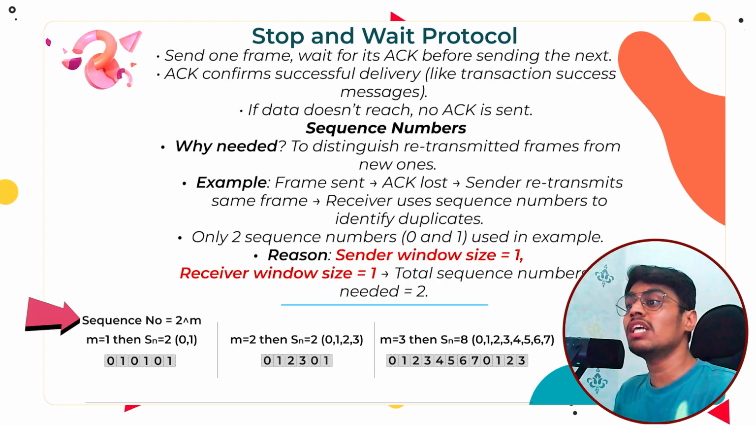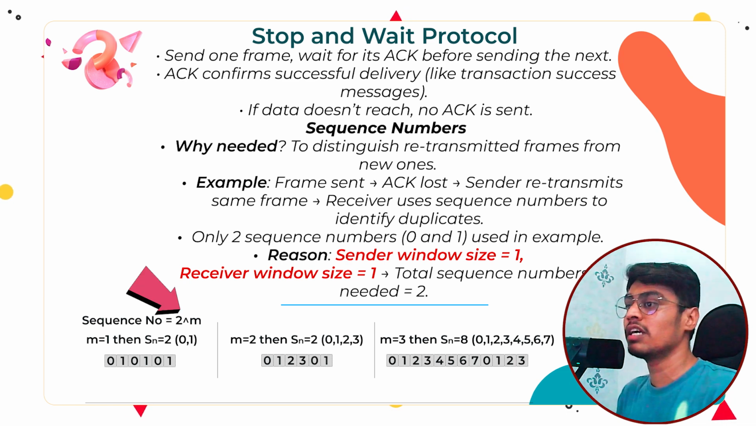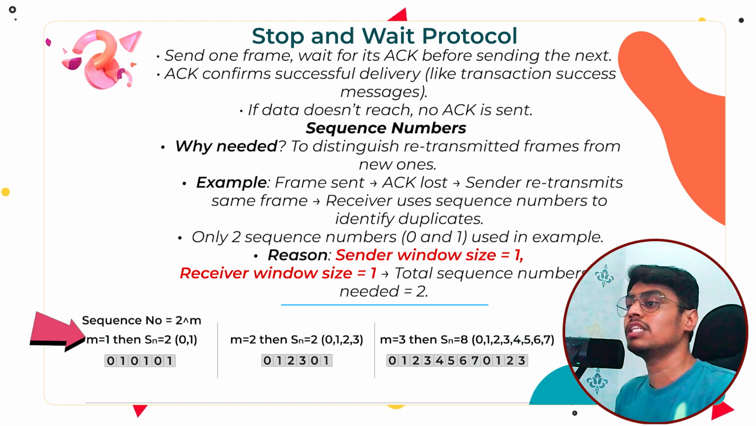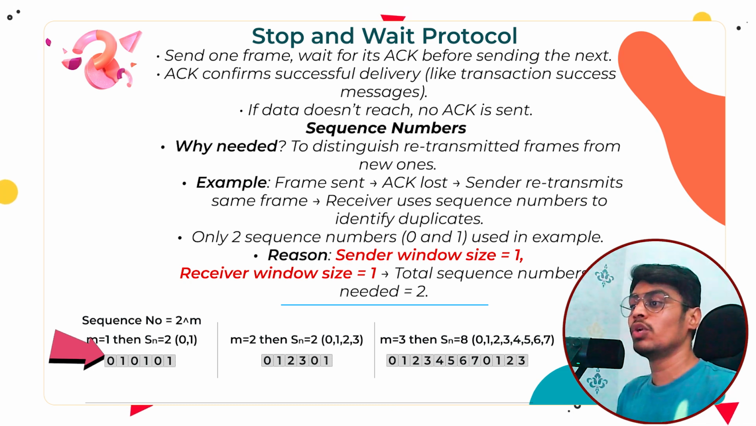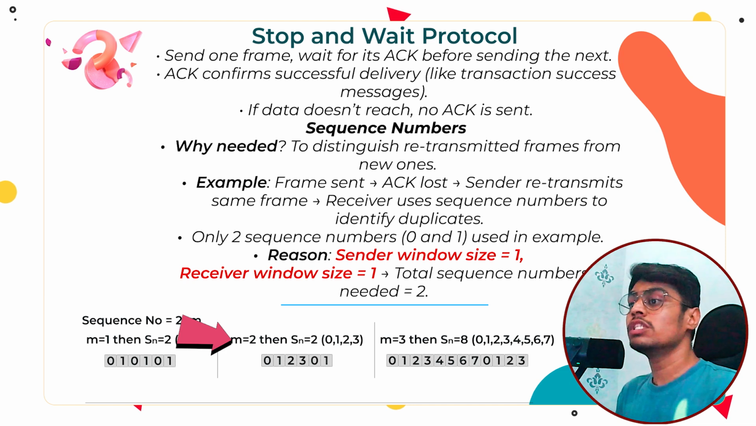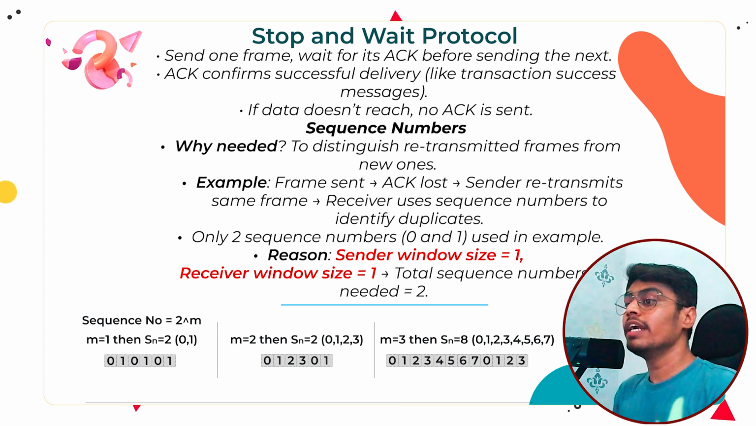Now the concept of sequence number is very simple. We will calculate it with the formula 2 power m, where m is the number of bits given in the question. Let's say m equals 1. What is the sequence number? 2 power 1, so the count is 2, meaning sequence numbers 0 and 1, and it goes on like 0 1 0 1 0 1. For m equals 2, the count is 4, so we will use 4 sequence numbers: 0 1 2 3, and it goes like 0 1 2 3 0 1 2 3 and so on. It works like that.